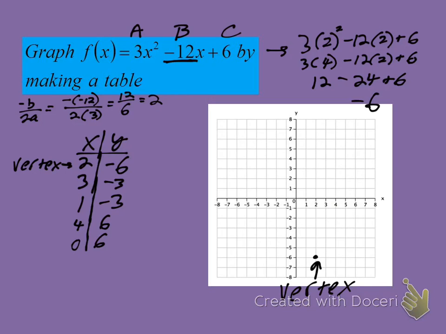So 3, -3 is right there. 1, -3 is right there. 4, 6, 0, 6. Okay? If you have 5 points that fit on your graph, I want to see 5 points. Okay? You won't always have 5 points that fit. Sometimes they'll just be 3. But if you have 5 points, I want to see 5.